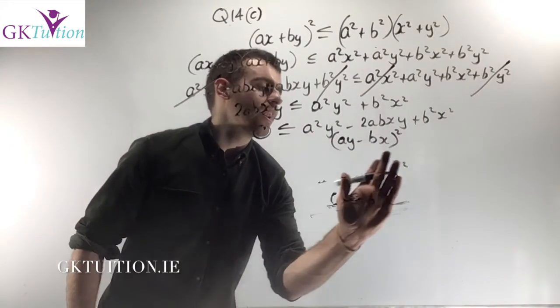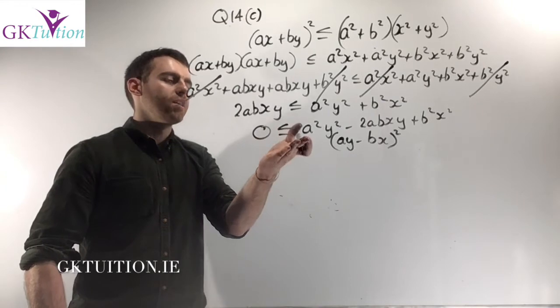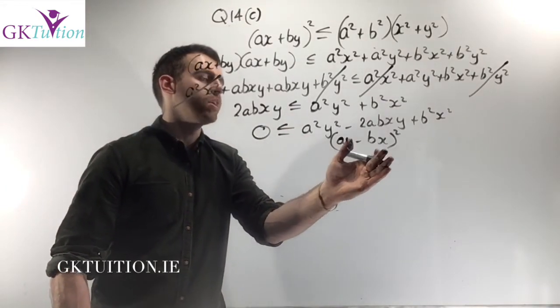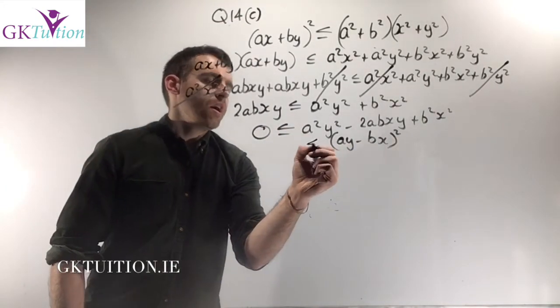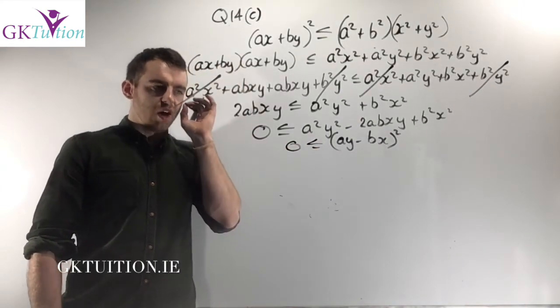So I think that last line was very, very tricky. You had to recognize when you got to this stage that what you have is actually (ay minus bx) squared. The thing about these questions is the last 2 or 3 lines are nearly always identical.